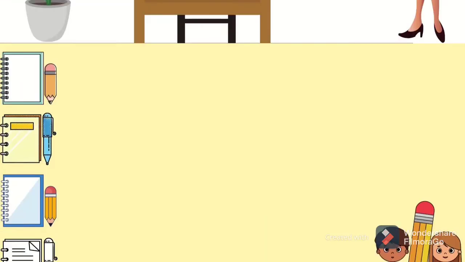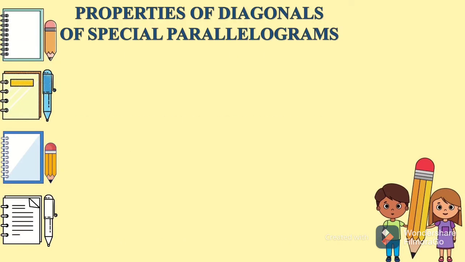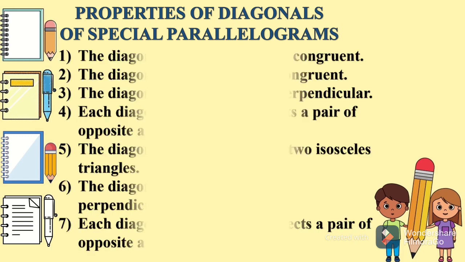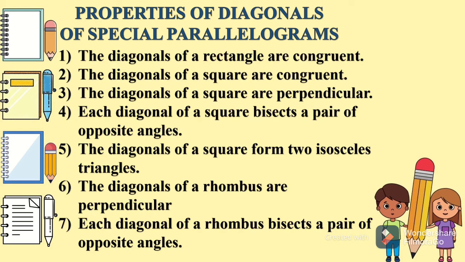Remember this. Properties of diagonals of special parallelograms. Again, number 1, the diagonals of a rectangle are congruent. Number 2, the diagonals of a square are congruent. Number 3, the diagonals of a square are perpendicular. Number 4, each diagonal of a square bisects a pair of opposite angles.